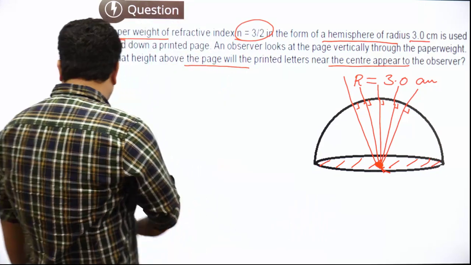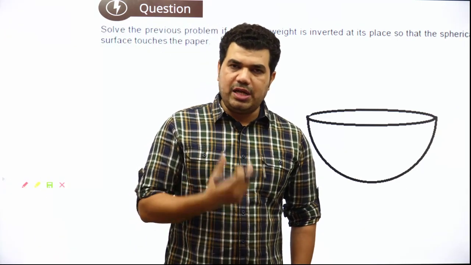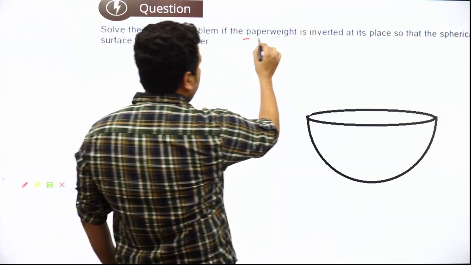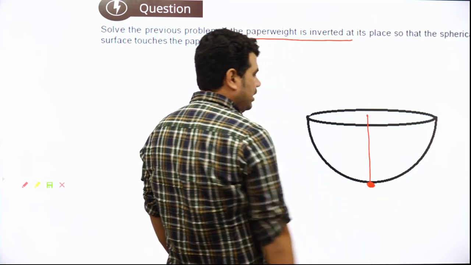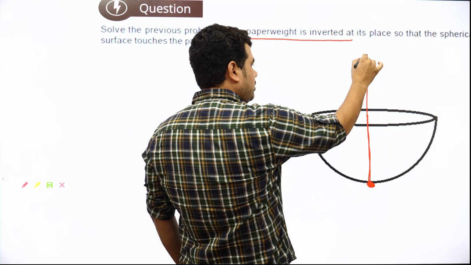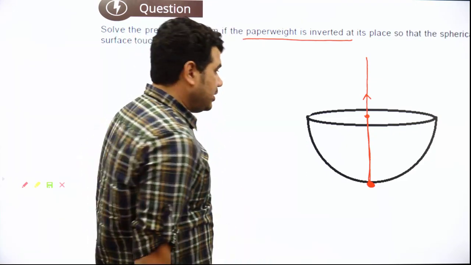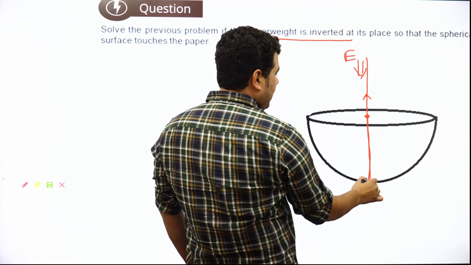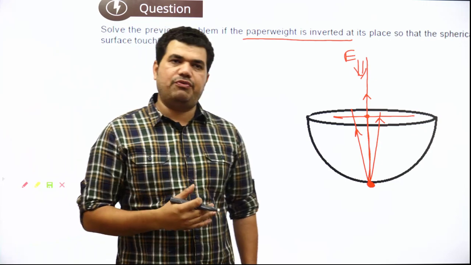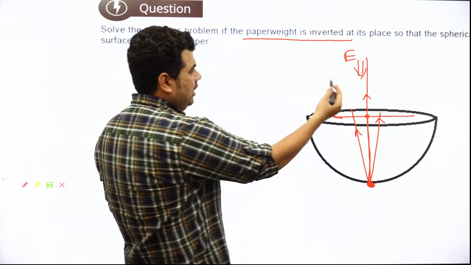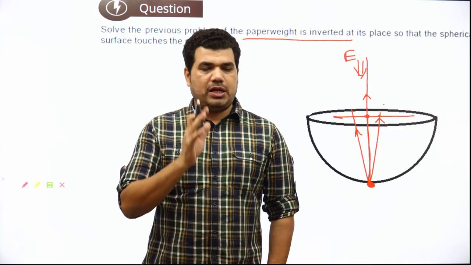Now, आगे देखते हैं, what is another question for you? The same question, but there is a very small change here. And what is that change? That change is that we place the paper weight inverted. Got my point? When we place the paper weight inverted, see, here is the letter, this letter is at this point. A central ray will go like this without any deviation, but an image will not form by a single ray. The image will form by a number of rays, and we see these rays from here, this is our eye. If the rays go like this, then there must be a deviation because it's a plane surface.